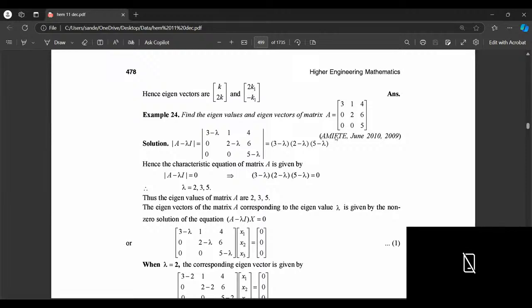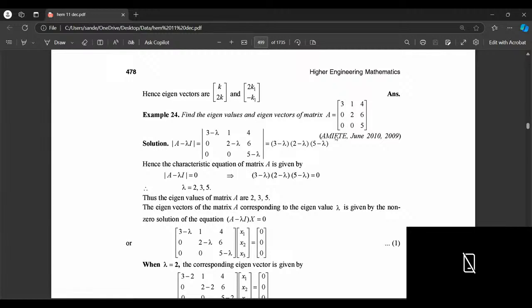You see, this is a non-symmetric matrix, so we need to expand this determinant. Expand this: 3 minus lambda into 2 minus lambda into 5 minus lambda. The other terms are 0, so minus 1 times 0, 0 means you will get only three parts here: 3 minus lambda into 2 minus lambda into 5 minus lambda.